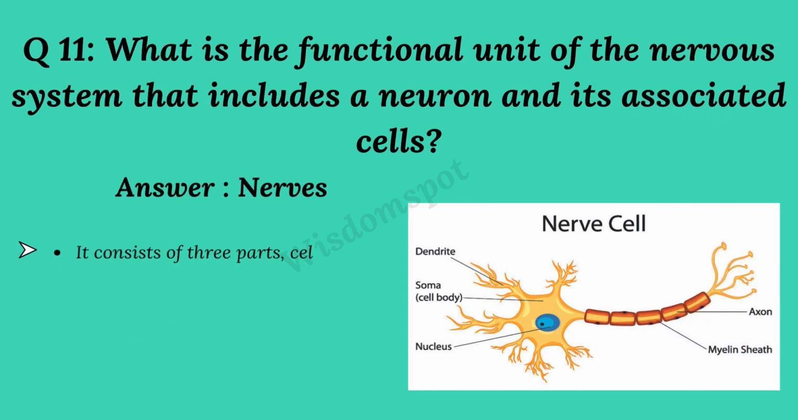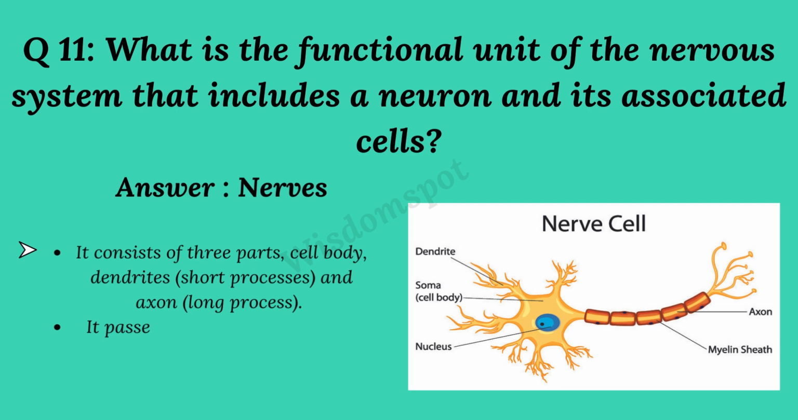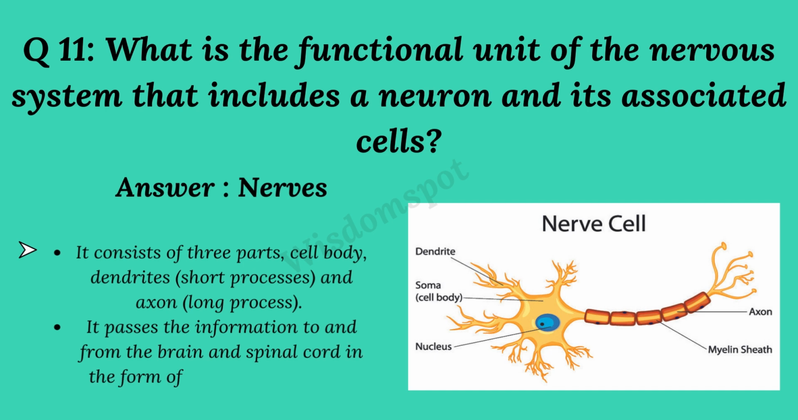What is the functional unit of the nervous system that includes a neuron and its associated cells? Answer: nerves. It consists of 3 parts: cell body, dendrites, short processes, and axon, long process. It passes the information to and from the brain and spinal cord in the form of electrical impulses.